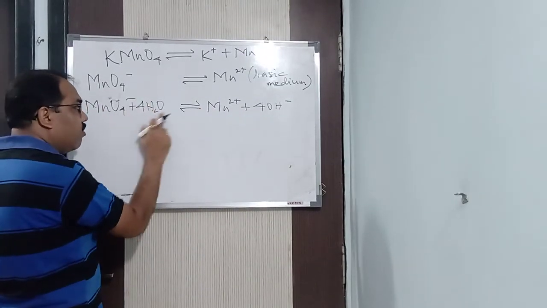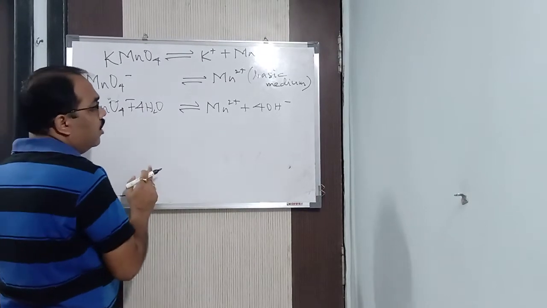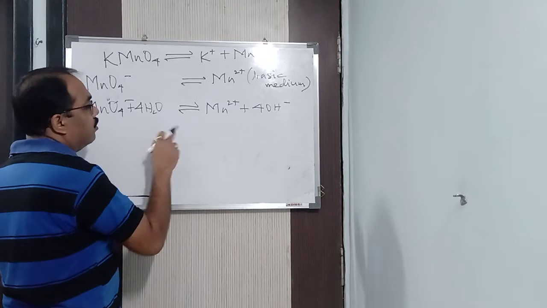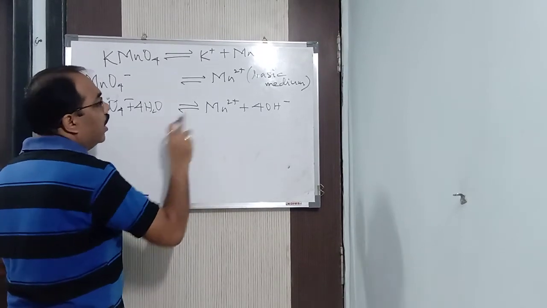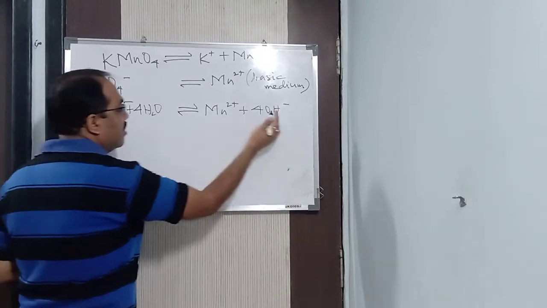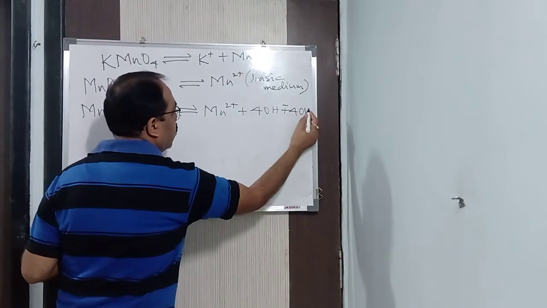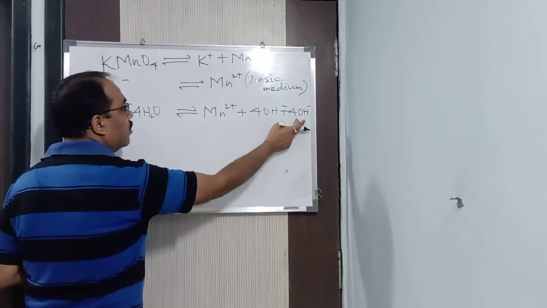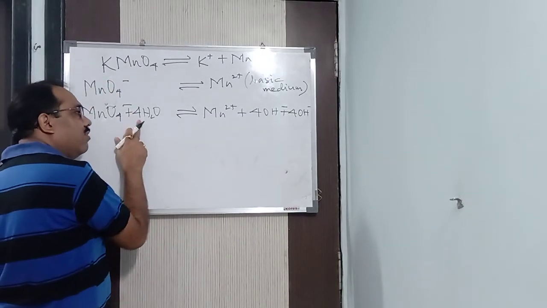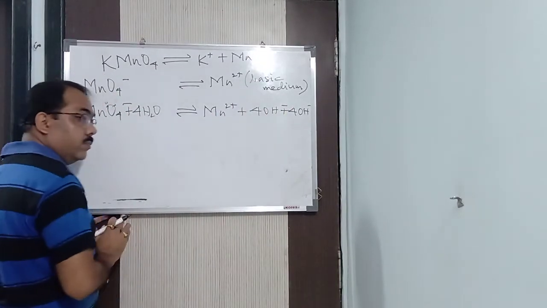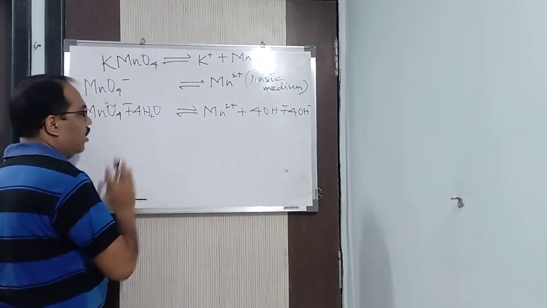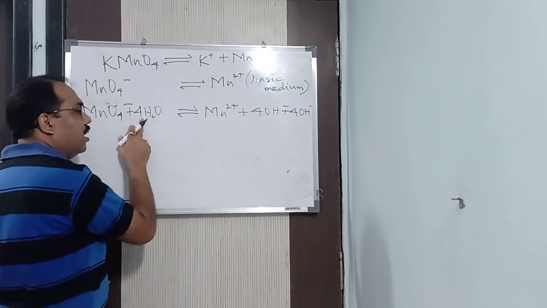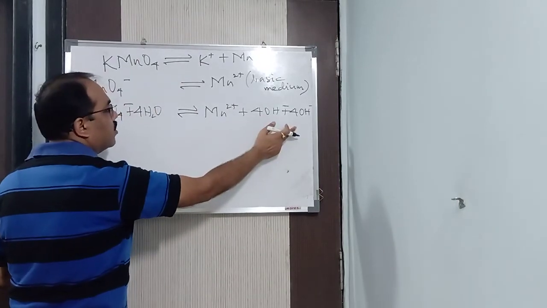Now when you are adding water to balance the hydrogen, as well as oxygen, what do you have to do? Again you add, on the opposite side, the same number of OH minus ions. Here how many water have you added? 4 water. So 4 OH minus. Suppose I had added 5 water, so 5 OH minus. So as many water you are adding, that many OH minus on the opposite side.